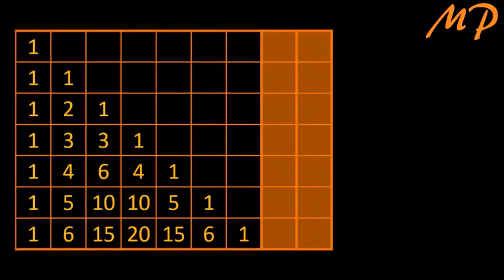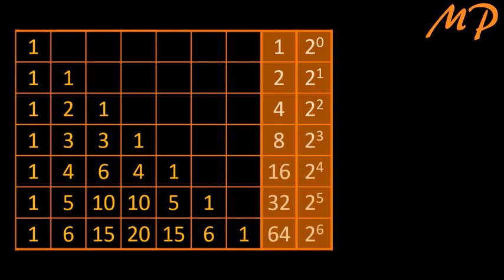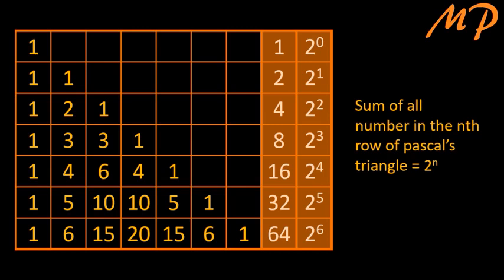First let's look at Pascal's triangle. The sum of all the numbers in the first row is 1, which can be written as 2 to the power of 0. The sum of numbers in the second row is 2, which is 2 to the power of 1. The sum of all the numbers in the third row is 4, which is 2 to the power of 2. You are probably noticing a pattern here. The sum of all numbers in the nth row of Pascal's triangle is 2 to the power of n, where n is equal to 0 for the first row.